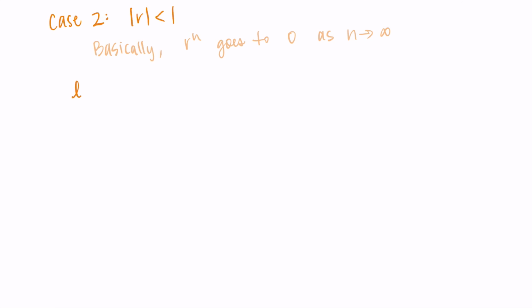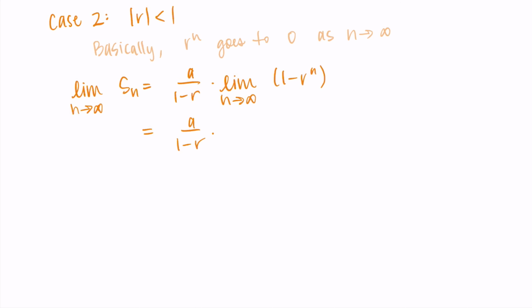Knowing this, we can compute the limit of the partial sums. So we have a over 1 minus r on the outside, and we're taking the limit as n approaches infinity of 1 minus r to the n. This is the thing we found earlier when we were looking at rewriting the partial sums. Then r to the n goes to 0, so I really have a over 1 minus r times 1 minus 0 when we've evaluated the limit. And this just gives me a over 1 minus r.